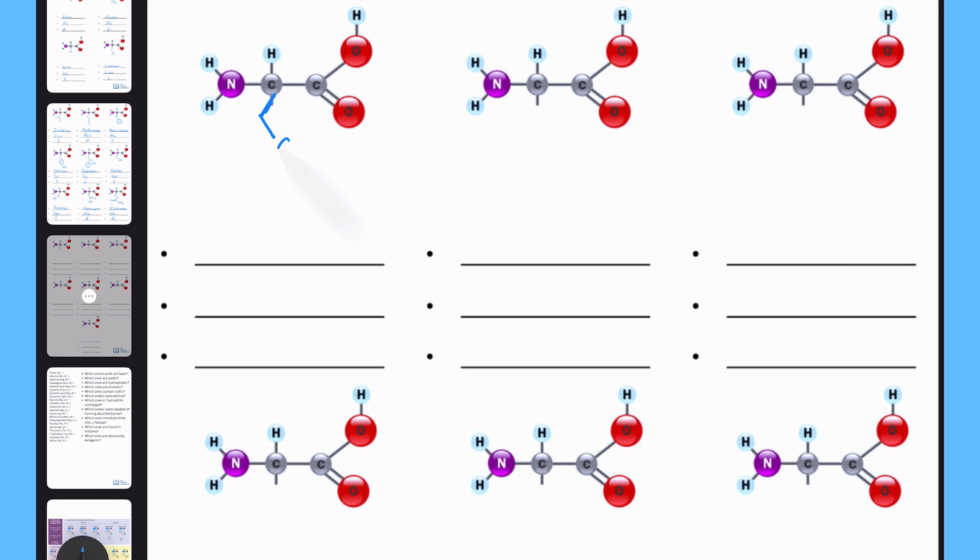This next amino acid is cysteine. It has a sulfur in its side chain, and it's capable of forming disulfide bonds. It's abbreviated CYS, and then its 1-letter code is C.